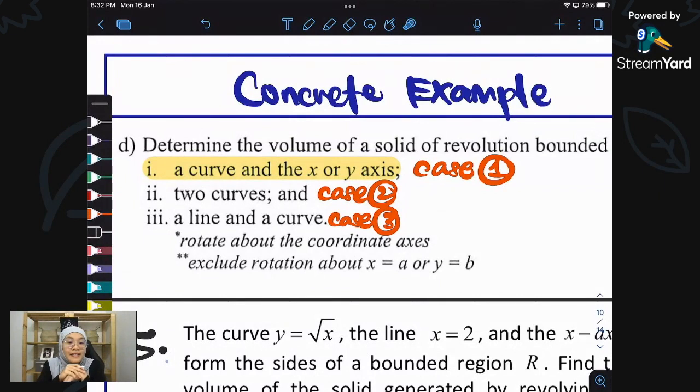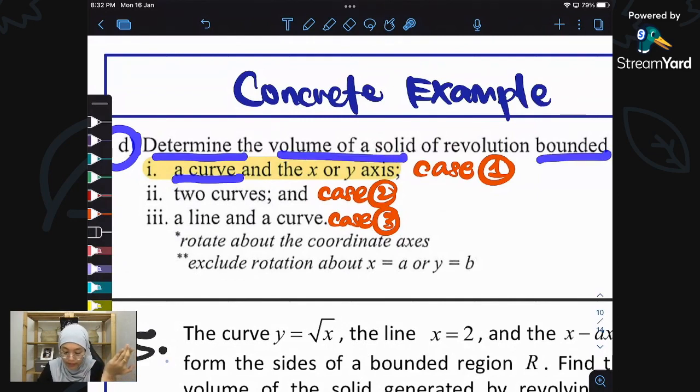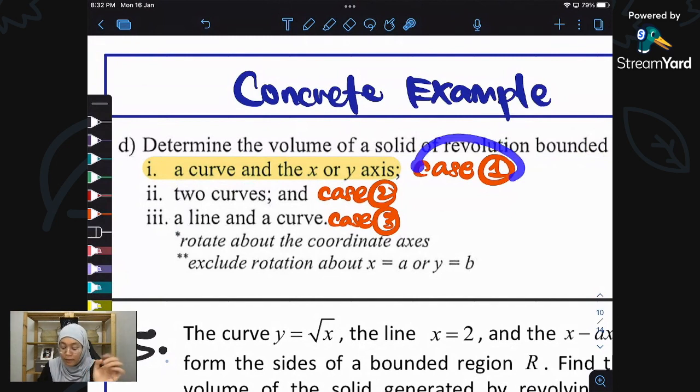Hello everyone, Assalamualaikum. We are still at the 2.4 definite integral, but now this will be the fourth learning objective. D, determine the volume of a solid bounded by a curve and the x-axis, or find the volume of a solid bounded by a curve and the y-axis. I call this case number one. How about case number two? Case number two is just the volume bounded by the two curves.